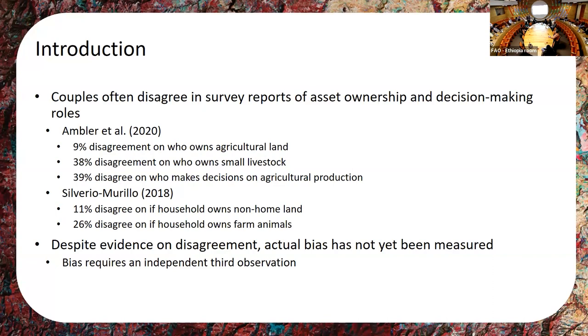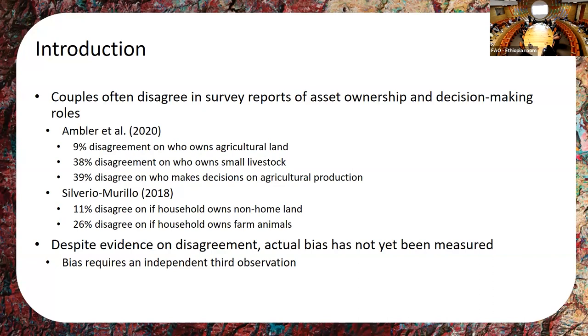Silverio and Murillo look in Mexico and also find large discrepancies. They find that 11% disagree on whether the household owns non-house land or not, and 26% disagree on if the household owns farm animals or not. And my favorite part of this report is that 24% of couples disagreed on whether there was a refrigerator inside the house. So obviously there's a lot of disagreement, even on things that we consider completely objective.